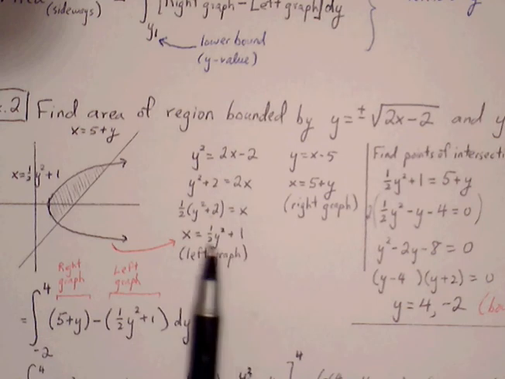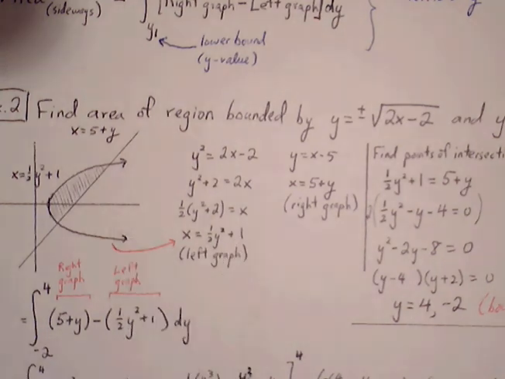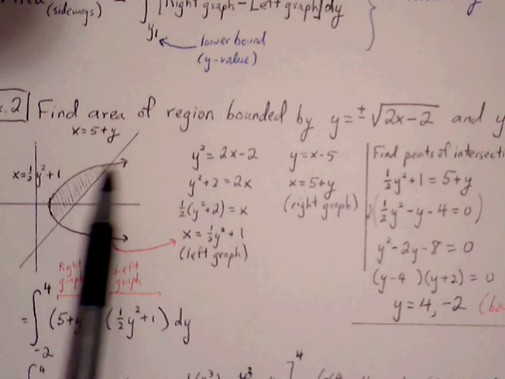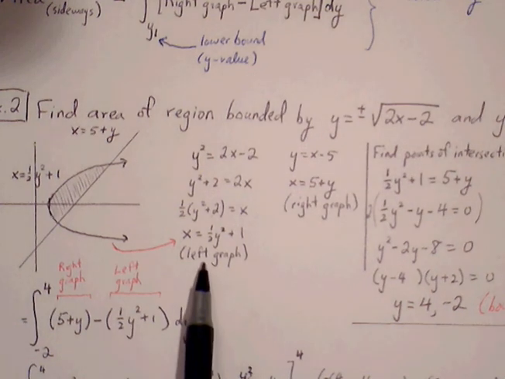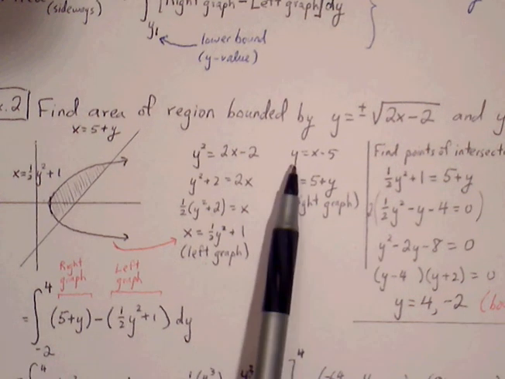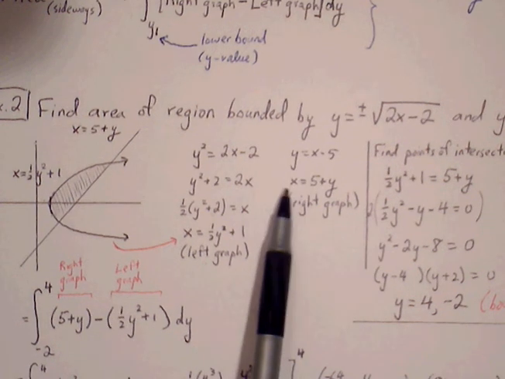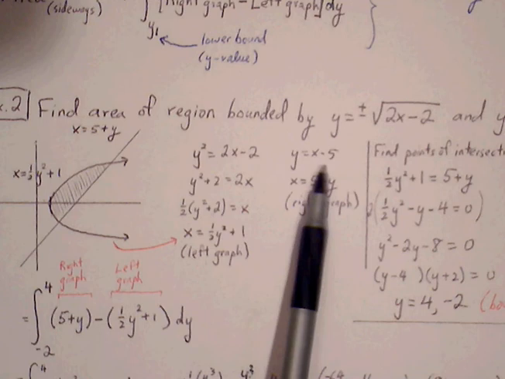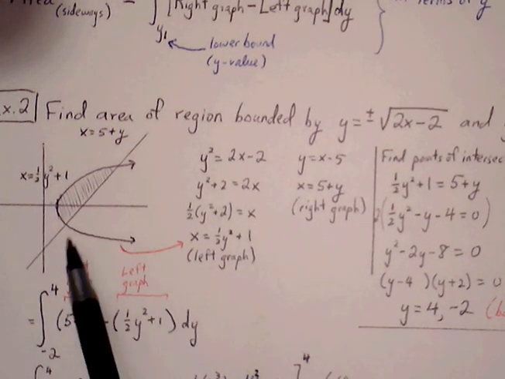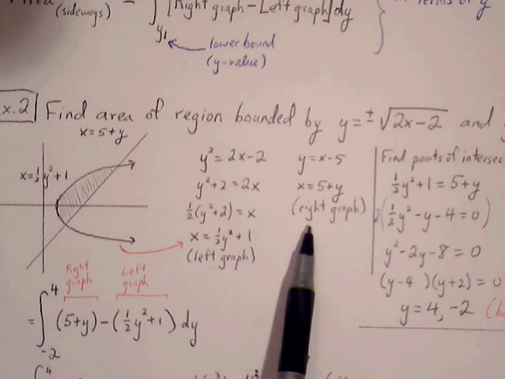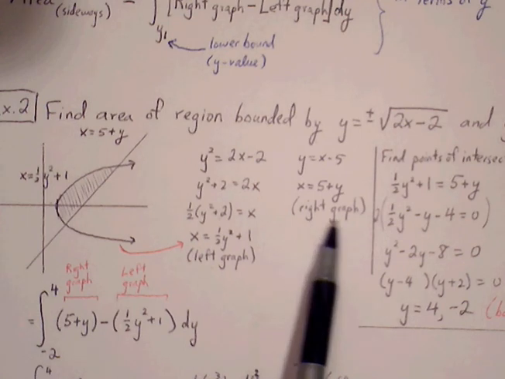So this 1/2 y squared plus 1 will represent the sideways parabola that we see here, and this will be considered the left graph. For y equals x minus 5, we want to solve for x, so x equals 5 plus y. So 5 plus y will represent this linear graph that you see here, and this linear graph will be our right graph.